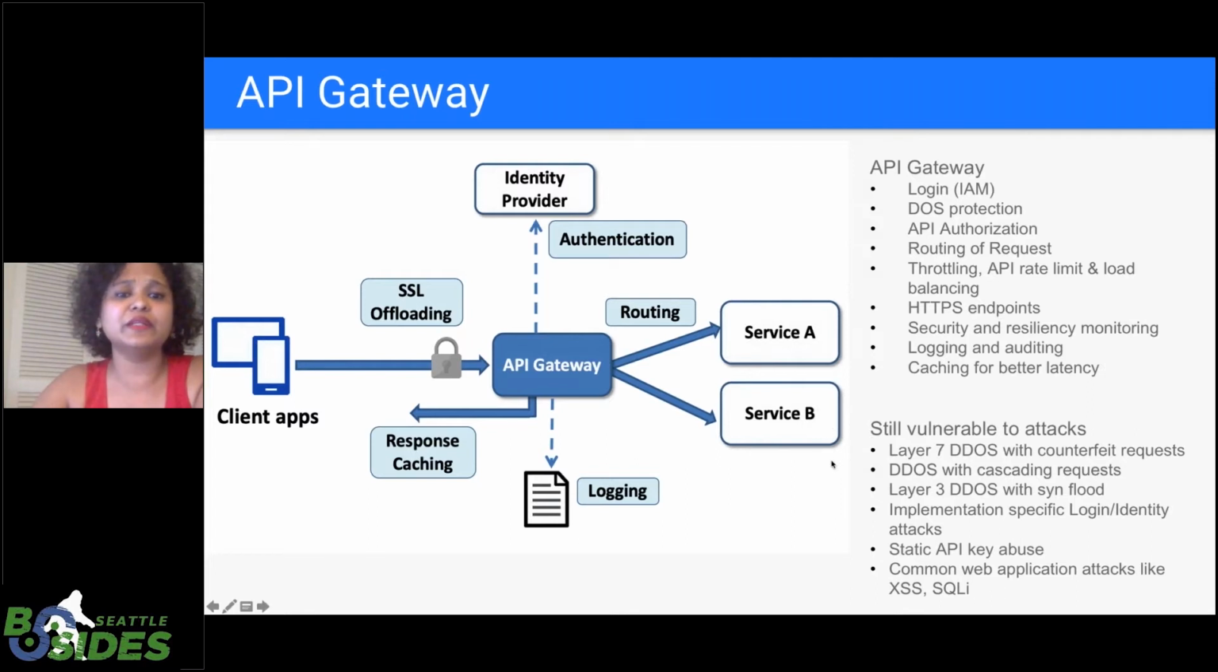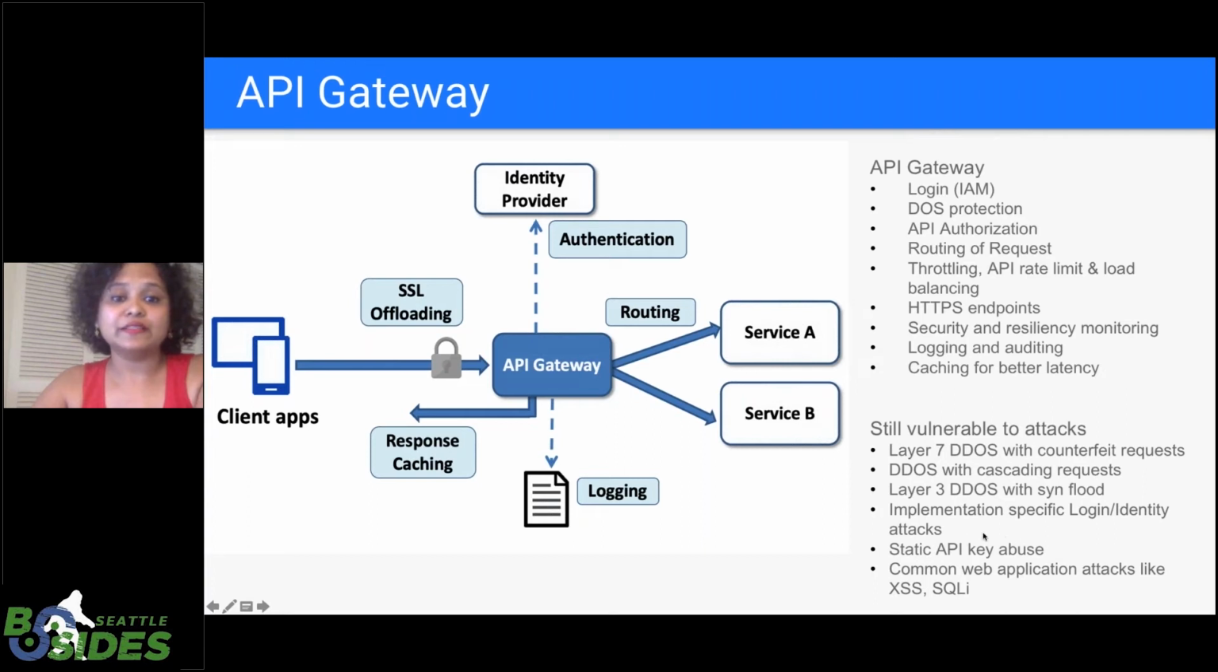Some of those vulnerable attacks are, let's say, layer 7 DDoS attack with counterfeit requests, or DDoS with cascading requests. Now, cascading requests are basically simple requests which, when reached to the backend, generate many requests. And then it becomes difficult for backend microservices to manage it. And as a result, the service experiences denial of service.